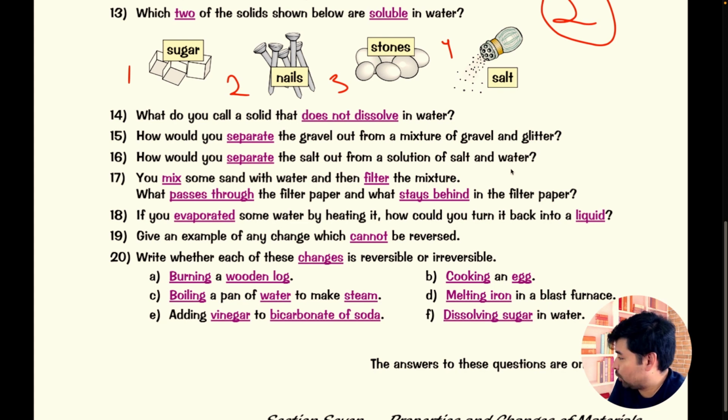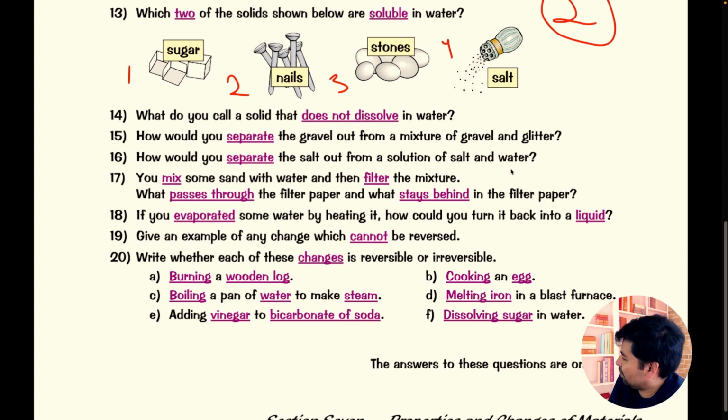What is that? So, 17, you mix some sand with water and then filter the mixture. What passes through the filter paper and what stays behind in the filter paper? If we mix sand and water and filter the mixture using a filter paper, both materials will not go through the filter, right? One will go, another one will stay because it's bigger, it's thicker. So explain that.